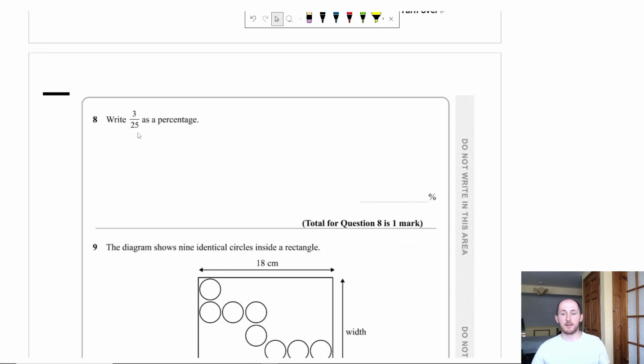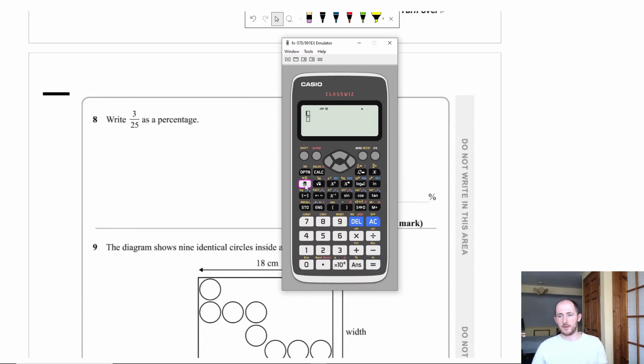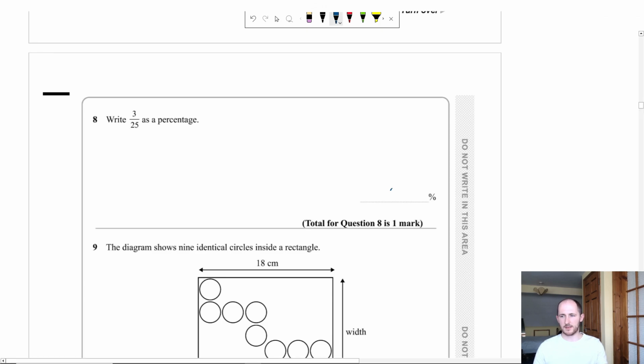Question 8, it says write 3/25 as a percentage. So there's a few different things you can do. One way to change any fraction into a percentage is to just times it by 100. So we have 3/25 times 100, which gives you 12. Right? That's what we'd have to do. So just literally times by 100.